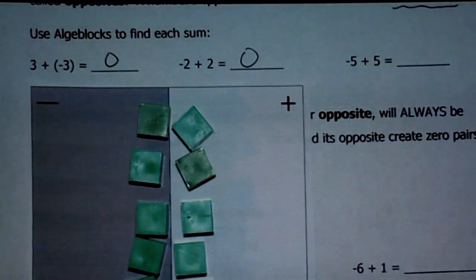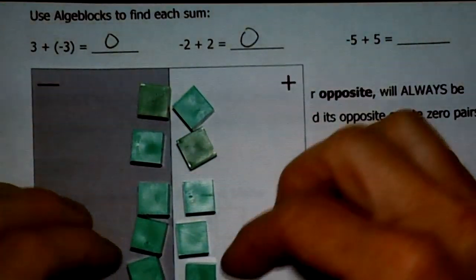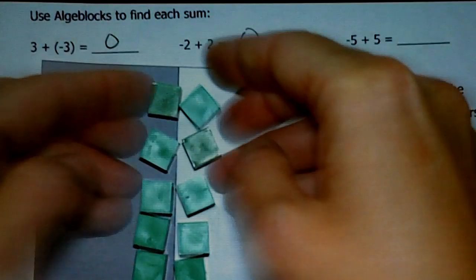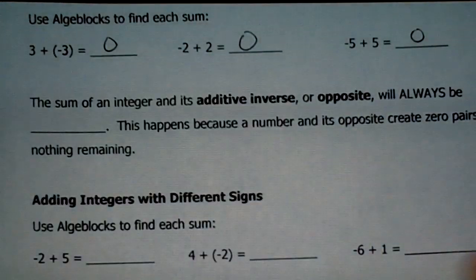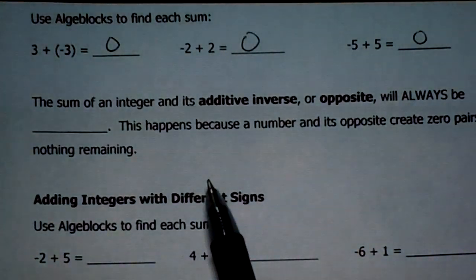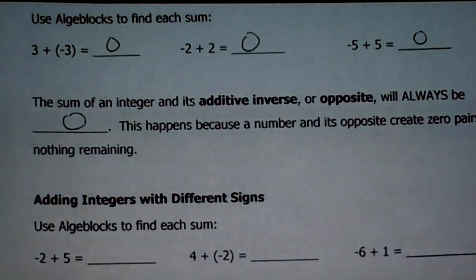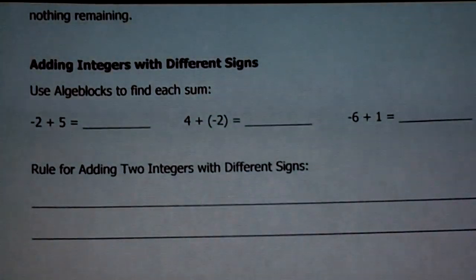So it's a big wedding here. Yup, they're all getting married. It's 5 people at the same time, or yes, 5 couples. And poof, additive inverse, they're all gone. 0. So the moral of this story, the sum of an integer and its additive inverse or opposite will always be 0. This happens because the number and its opposite create 0 pairs with nothing remaining. There's nothing left. So that's going to help us with this next set, adding integers with different signs.